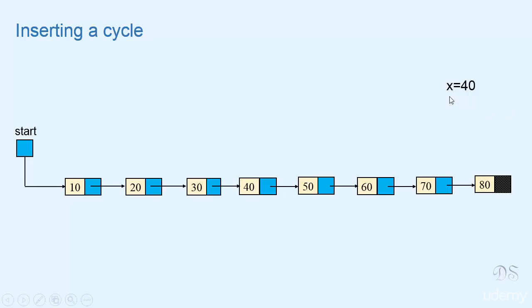Suppose we have to insert a cycle at the node that contains 40. So we have to insert this cycle in this list. We'll take two pointers P and previous and move these pointers. Previous is always behind P. Now P points to the node that contains 40. So we'll save the value of P in pointer Px. Now again we'll move P and previous till P becomes null. Now P becomes null. So we'll put Px in the link part of previous. So now this cycle has been inserted in this list.